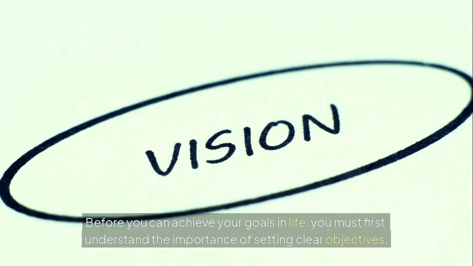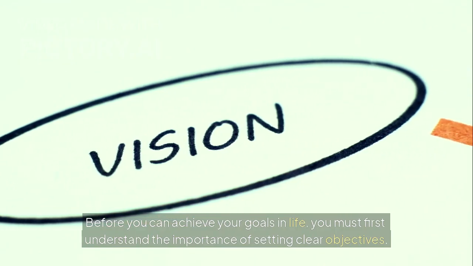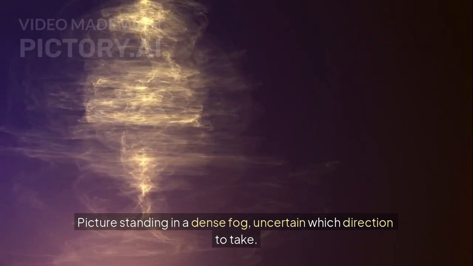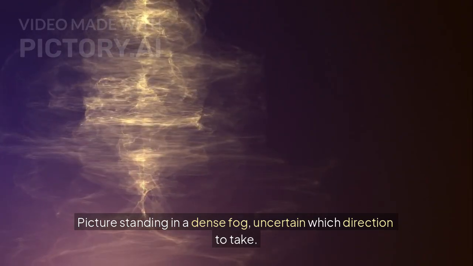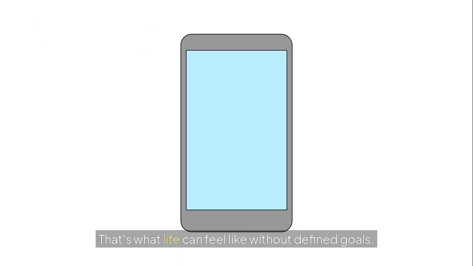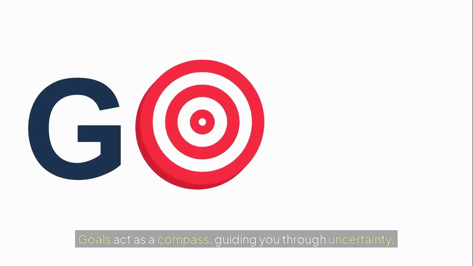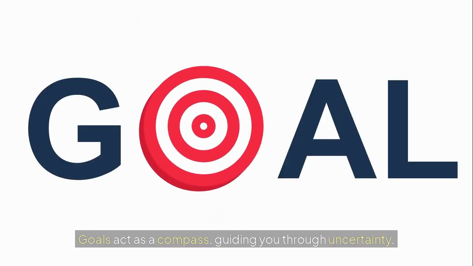Before you can achieve your goals in life, you must first understand the importance of setting clear objectives. Picture standing in a dense fog, uncertain which direction to take. That's what life can feel like without defined goals. Goals act as a compass, guiding you through uncertainty.